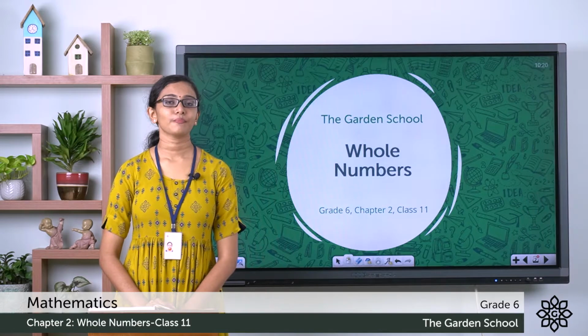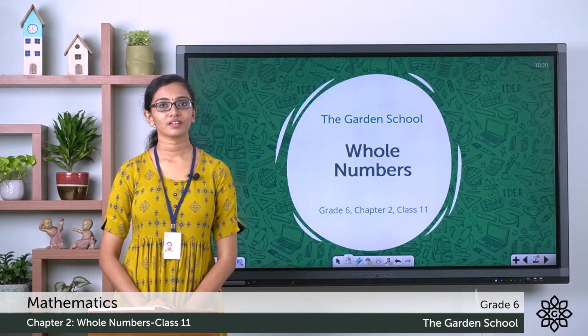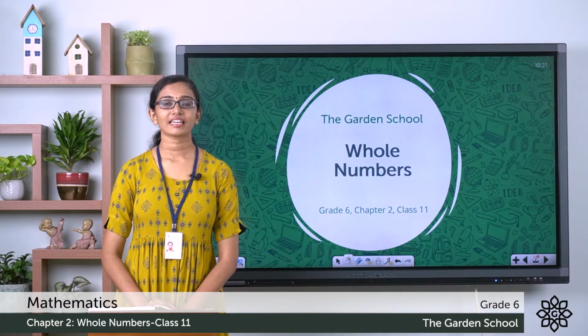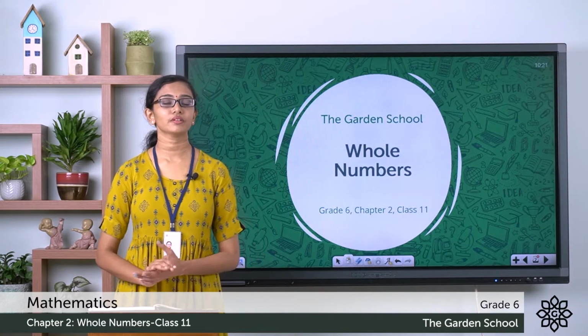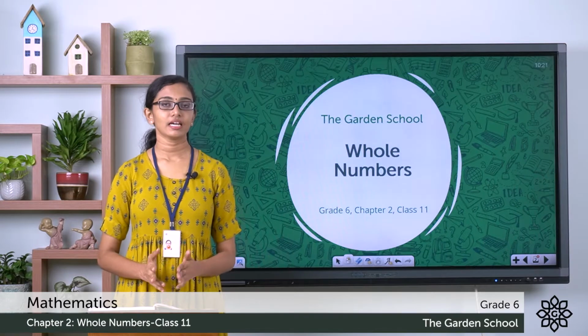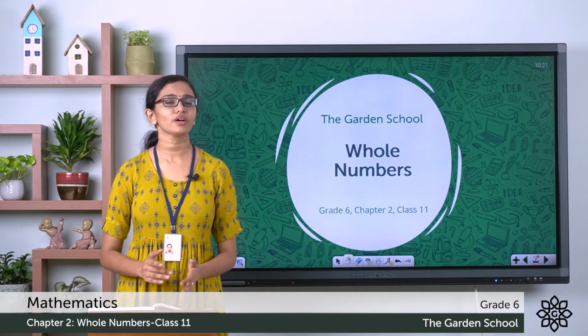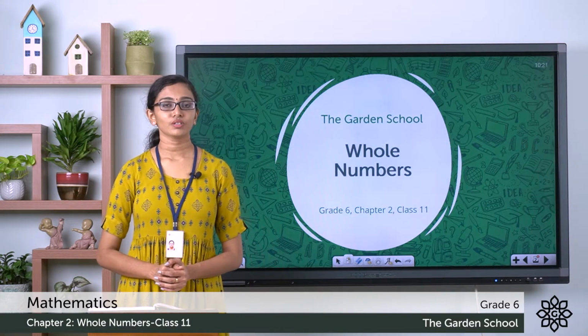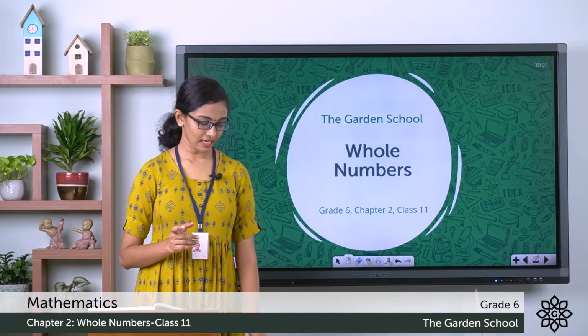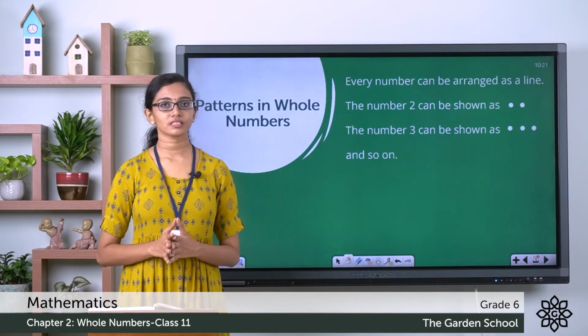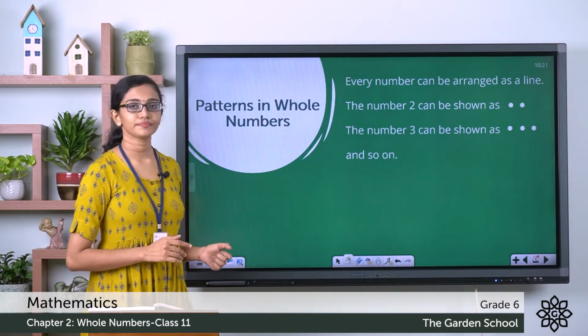Let's discuss patterns in whole numbers today. Whole numbers can be represented using dots, and they can be arranged into elementary shapes like a line, a square, a rectangle or triangles. You see, every number can be represented using dots and arranged in a line.